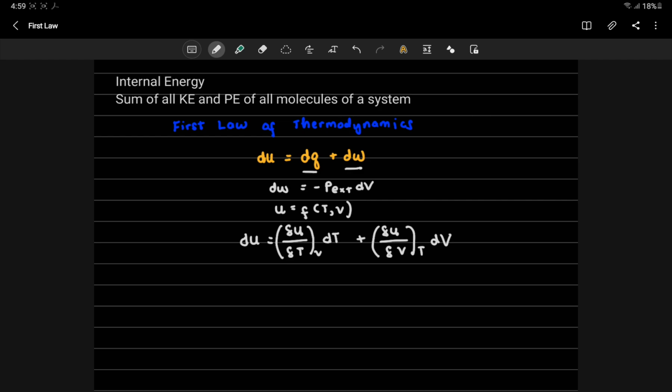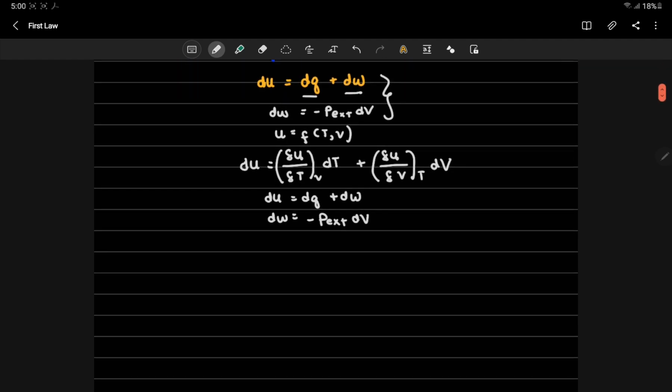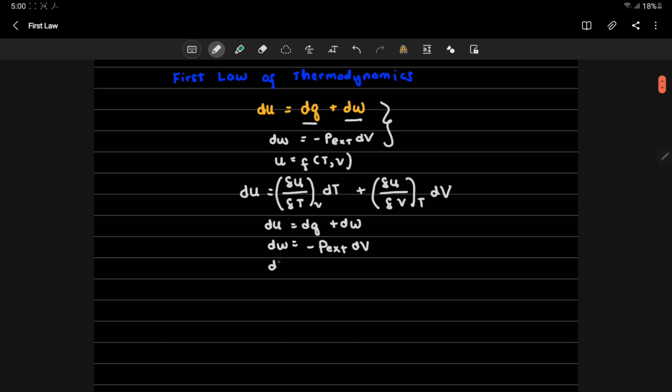Alright? So, kung ang internal energy natin ay, again, let me write that dU is again dQ plus dW, and dW is minus P dV. So I'm just rewriting these expressions here. Ang gawin natin is substitute natin. So magiging dU natin will become dQ, minus P external dV. So I just substituted yung expression ni dW.